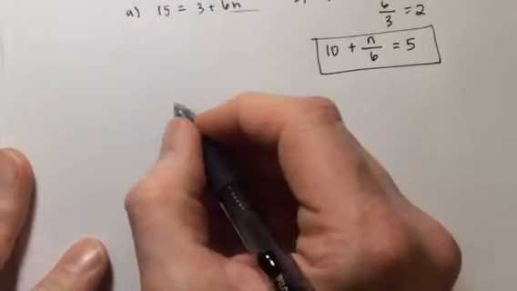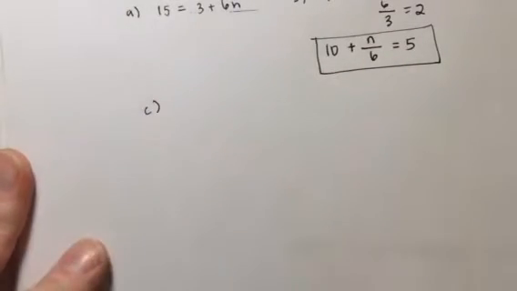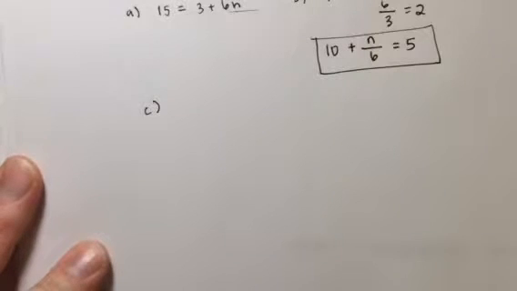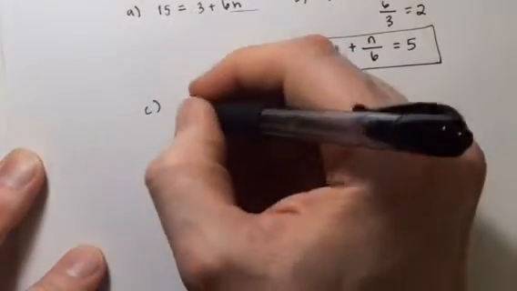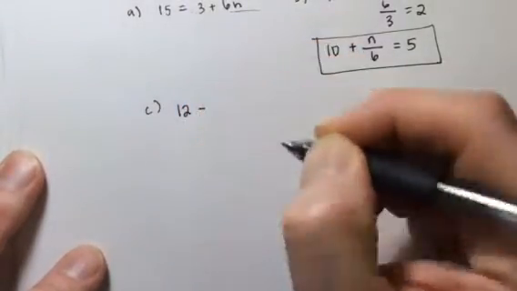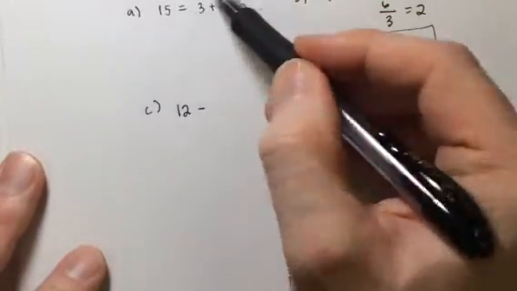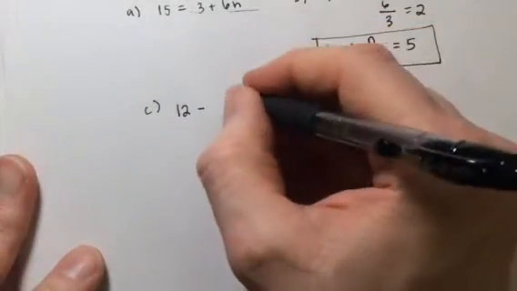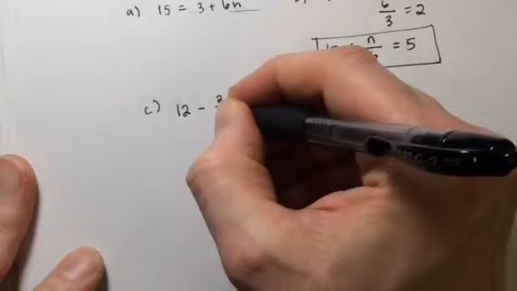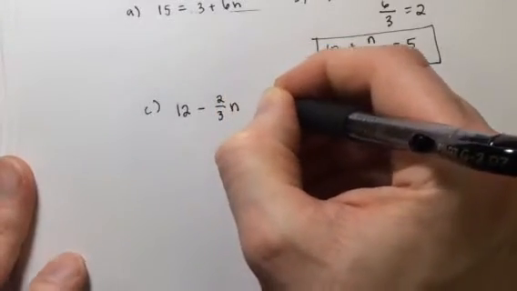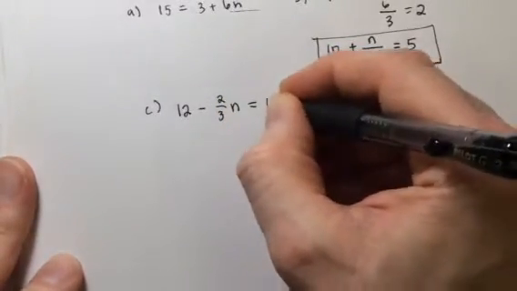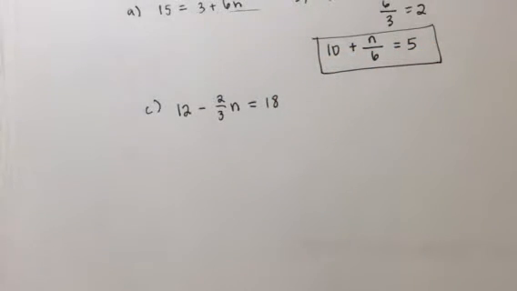All right, got it C, as in cat. The difference between 12 and 2/3 of a number is 18. So here our word is equals. Difference means subtract. And here it says the difference between. So that means we're going to subtract these two numbers. So it would be 12 minus, and again, I'm going to use my same let statement. Let n equal our number. 2/3 of a number. Well, we know of means multiply, so that would be 2/3 times n. And then is 18.